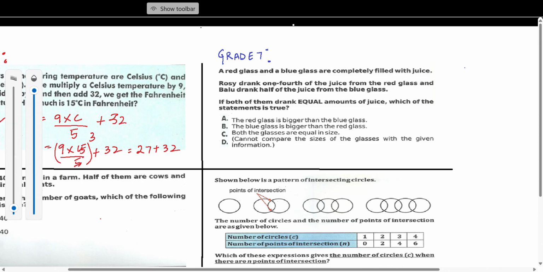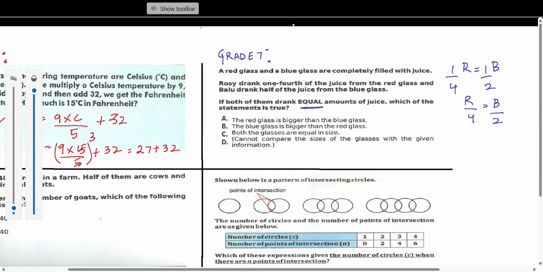There is a red glass, there is a blue glass. Rosie is drinking 1/4 from the red. So 1/4 of, in mathematics, is multiplication: 1 by 4 into R, or 1 by 4 R. And Balu is drinking half of B. Now since it says that both had equal amounts, it means 1/4 of R equals half of B, which means R by 4 is B by 2.